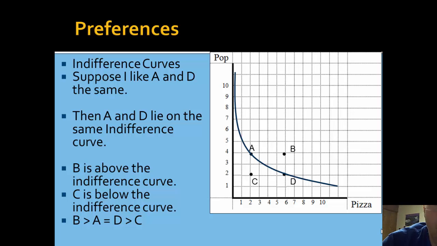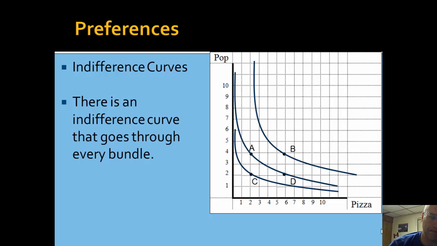But for now, the thing that I want you to observe is that bundle B lies above the indifference curve, and bundle C lies below the indifference curve. And if you look at a rank ordering, we can see that B is viewed as better than A, A is equal to D, and D is viewed as better than C. So B is greater than A in some sense. A is equal to D, and A and D are both greater than C. So the indifference curve then is splitting the plane up into three sections.